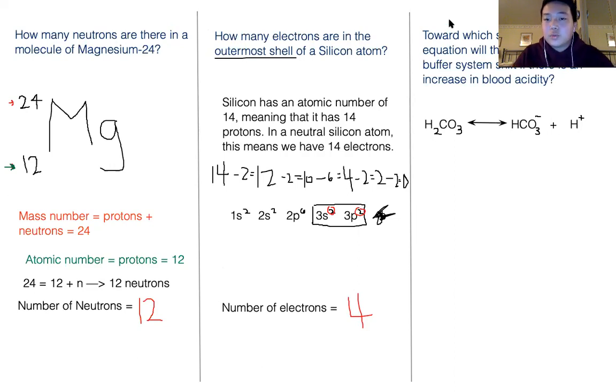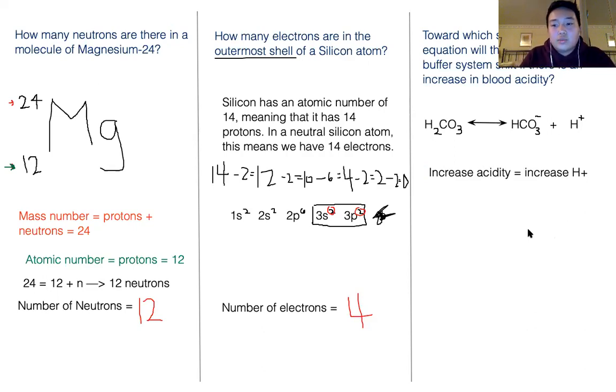And lastly, this one's a bit more complicated, but this deals with the pH and the equilibrium arrows that I was talking about earlier. So which side of the equation will the buffer system shift? If you increase blood acidity, think about what that means, right? If you increase acidity, remember that pH deals with hydrogen ions, right? So pH deals with acidity. So increase acidity means you increase H+. And I can't do the superscript now. So you increase acidity, that means you're increasing H+, right?